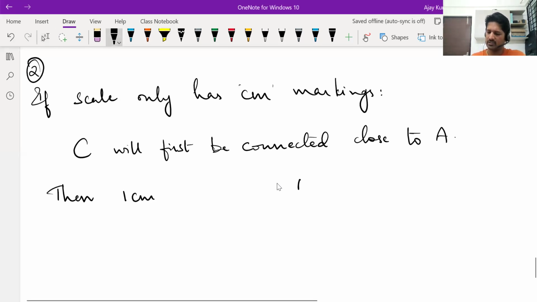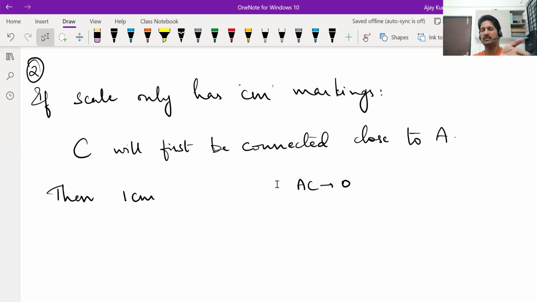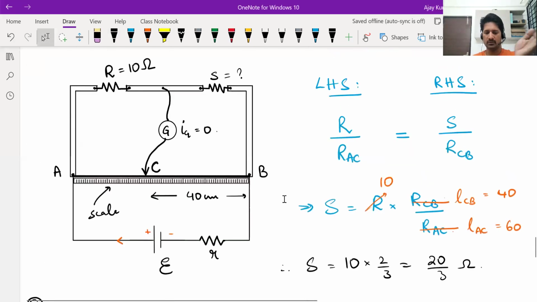Fine. So first case, AC tends to 0. When AC tends to 0, you'll see that the galvanometer shows deflection. So the Wheatstone bridge is not balanced yet. You'll have to increase the length from A to C. So the next point where you can connect the jockey is the next reading that the scale can show. So the next point you will connect is 1 centimeter. Then what will happen when you shift it just by 1 centimeter? Let's say it's still not balanced.